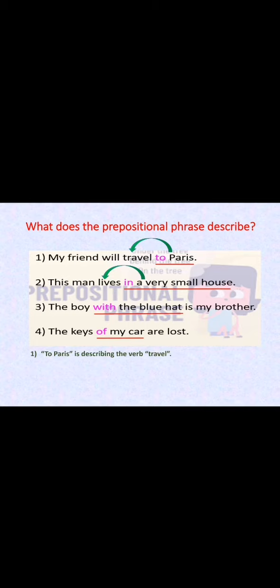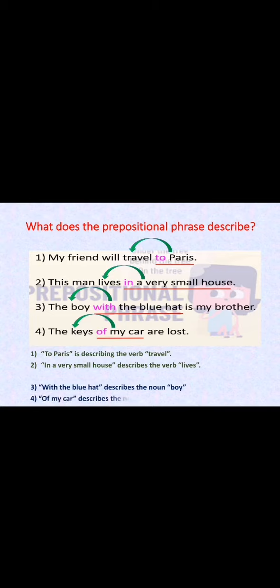What does the prepositional phrase describe? To Paris is describing the verb travel. In a very small house describes the verb lives. Three, with the blue hat describes the noun boy. Four, of my car describes the noun key.